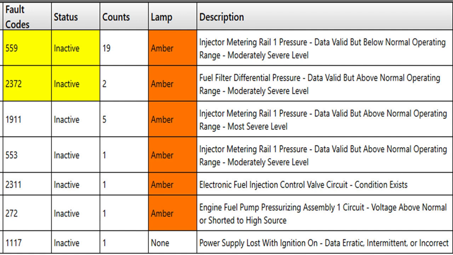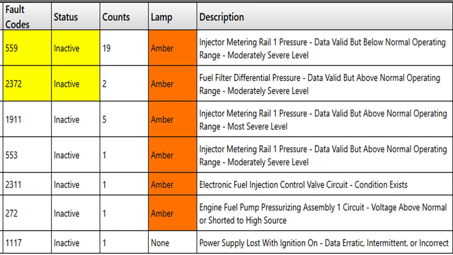Now, differential pressure is the difference between the pressure or vacuum going into the filter and the pressure or vacuum coming out of the filter, or the restriction across the filter is what it is. There's no gauge that measures that. So how does the engine know to log 2372? Think about that. Now, talk about making you crazy.